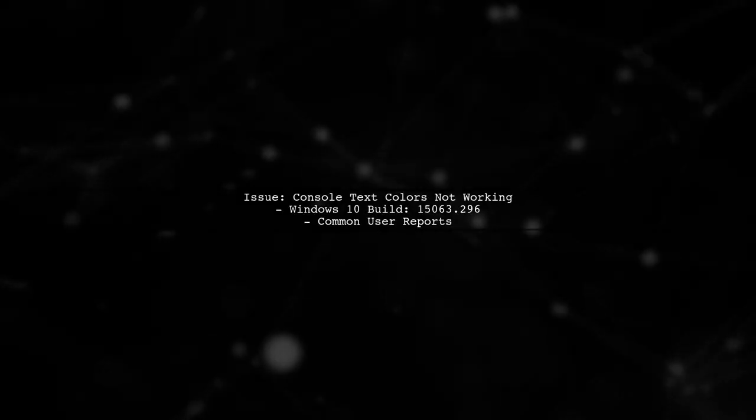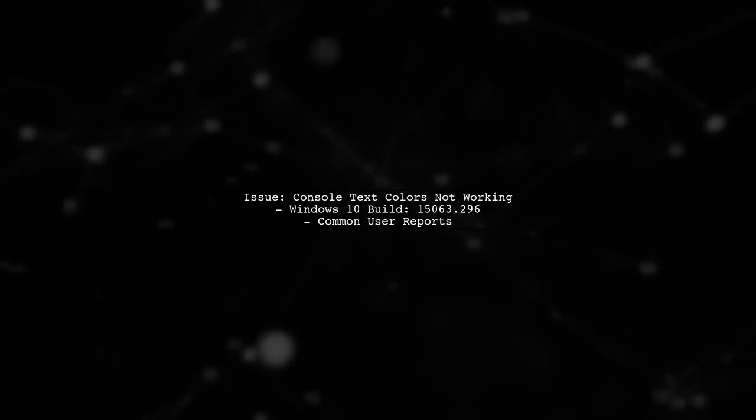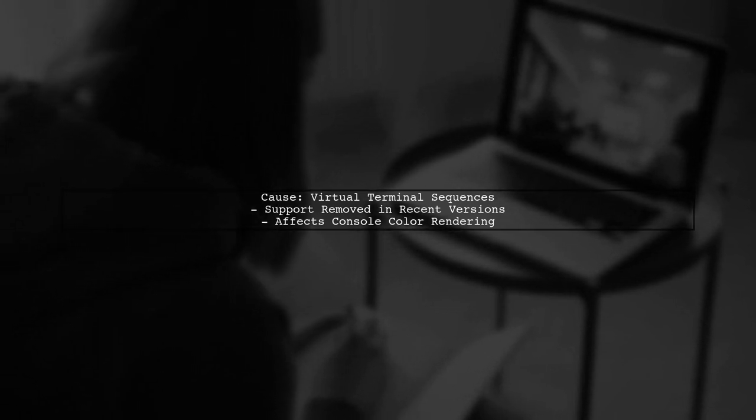If you're experiencing issues with console text colors in Windows 10, particularly in build 15063.296, you're not alone. Many users have reported similar problems. One possible reason for this issue is the removal of support for virtual terminal sequences in recent Windows 10 versions. This affects how colors are rendered in the console.